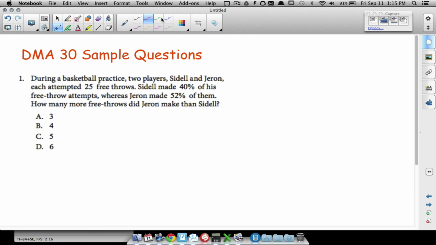Well, one way to do it, I'm going to show you 2 ways. One way is this. You can just find 40% because each person attempted 25 free throws. So one way of this is we can think we want 40% of 25 is what? This is one way we can think about it. Now, this is a common way of solving these types of problems.